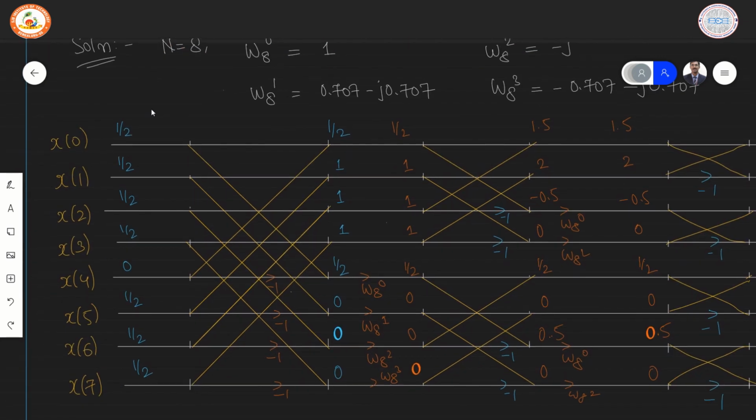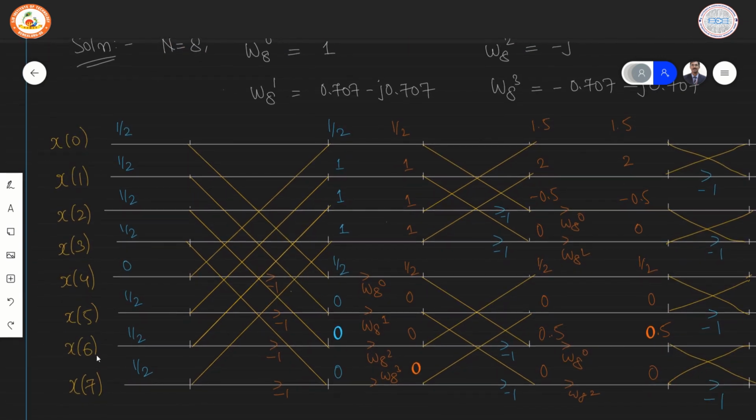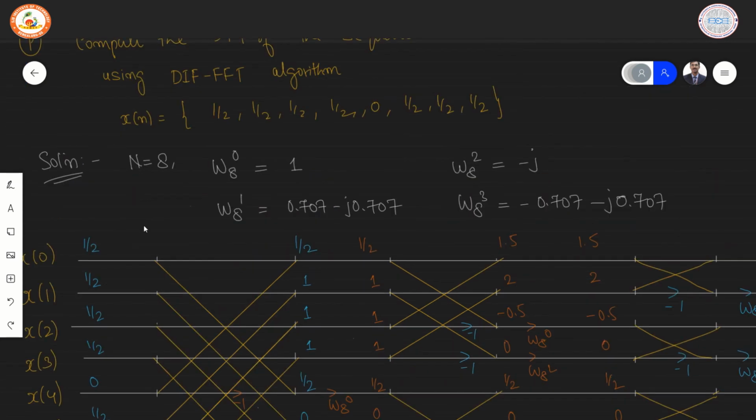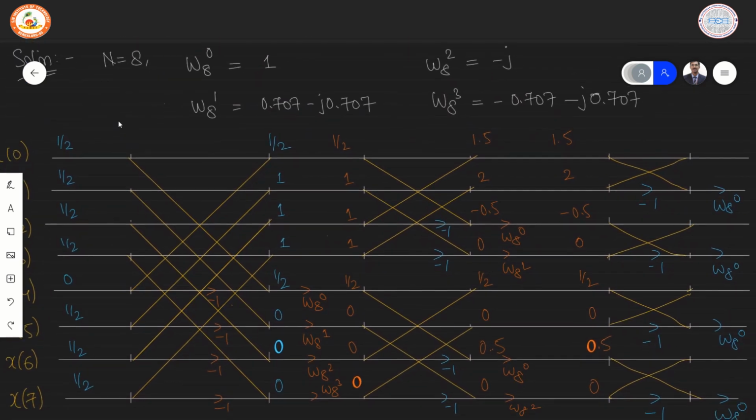Now in the case of DIT, we know the inputs are bit reversed. For DIF, it should be applied in sequential fashion. So we see the inputs are x of 0, x of 1 till the last value x of 7, they are in order. So from what we have learned, we can apply the inputs directly in the same given order. Now after applying the inputs, we know the structure.